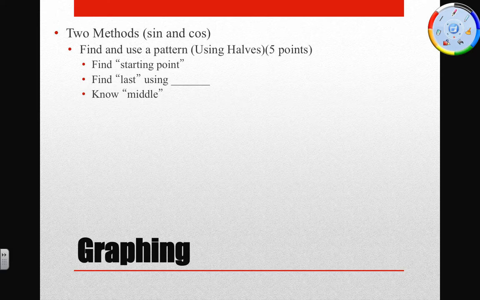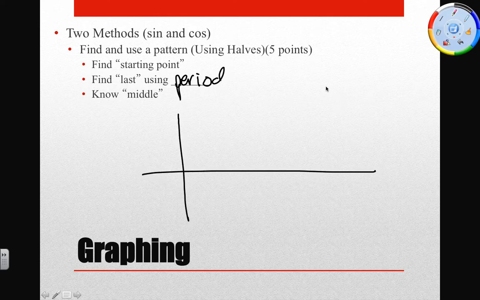We are going to find the last point, for those of you that use this method, by using the period. So if I went to graph just sine of x, I know sine of x starts at 0, 0. I know one full period is 2 pi, and the last point has to be exactly where the first point starts.